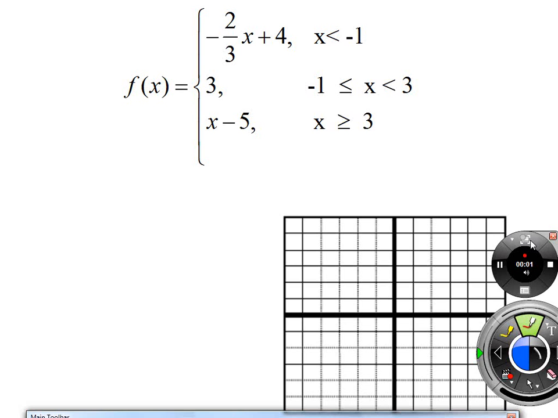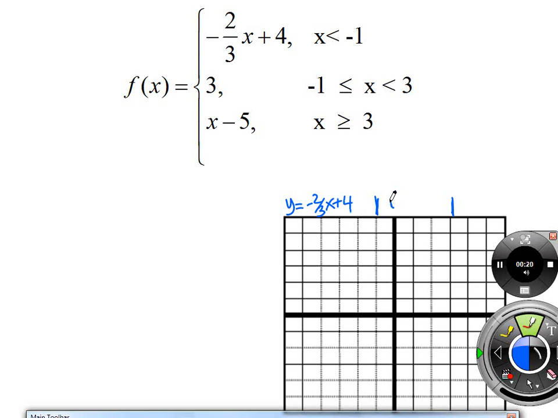There are a couple of different boundaries. It says x is less than -1, so there's a boundary there. And then x is between -1 and 3, so there's a boundary at 3 there. And then x is greater than or equal to 3. So here is where we want to graph y equals -2/3 x plus 4.